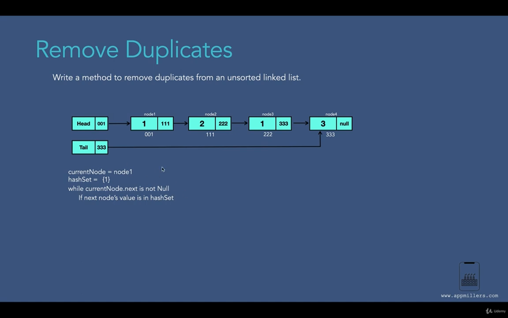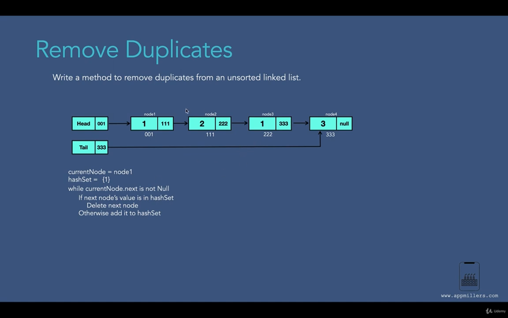Then in each iteration, we are going to check whether the next node's value is in this hash set or not. If it is there, it means that this is a duplicate value in our linked list. So we are going to delete the next node and continue to the next node. Otherwise, we are going to add this value to the hash set and we'll continue our loop until we reach the end of this linked list.